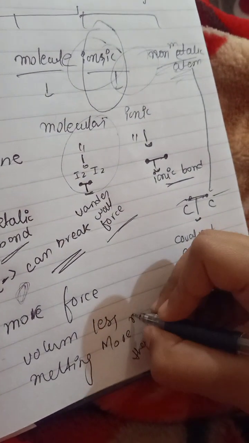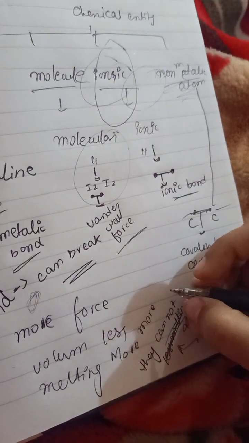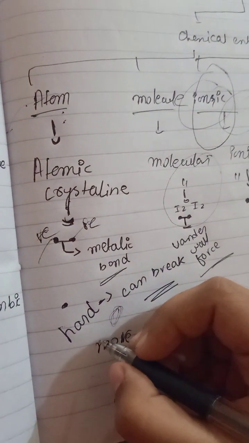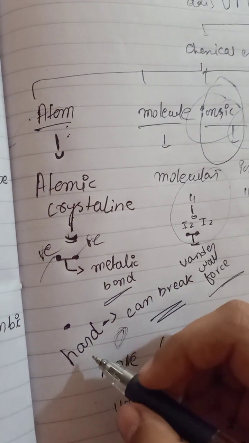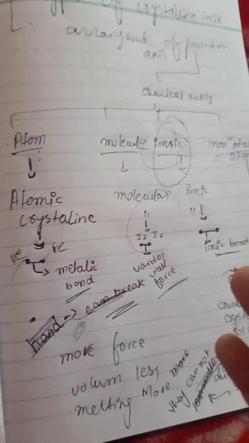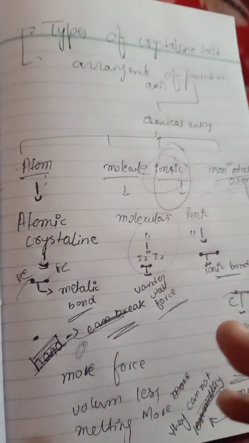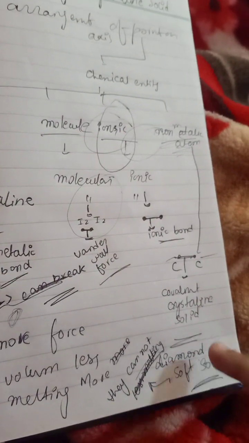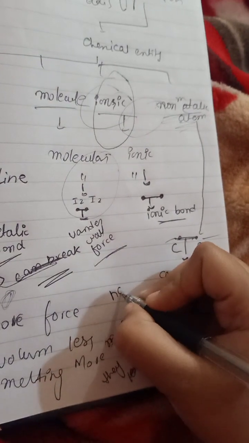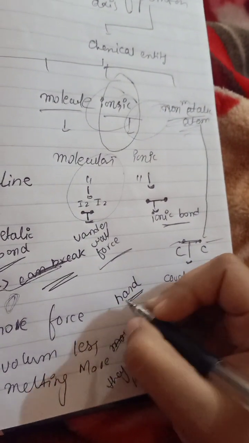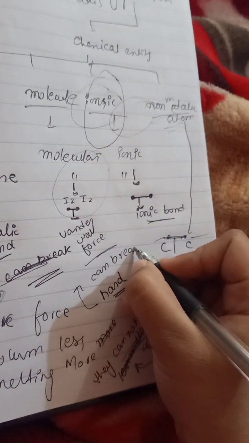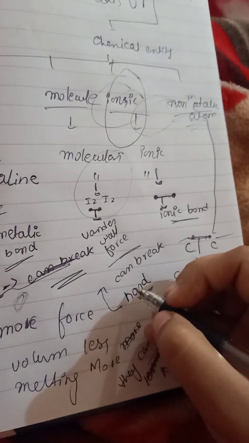Sorry, by mistake I said this. If we talk about the non-metallic, they will have a stronger covalent force because of the sharing, and they will be hard. So non-metallic will be hard, that can break. By mistake I said it the other way, but this was the point.